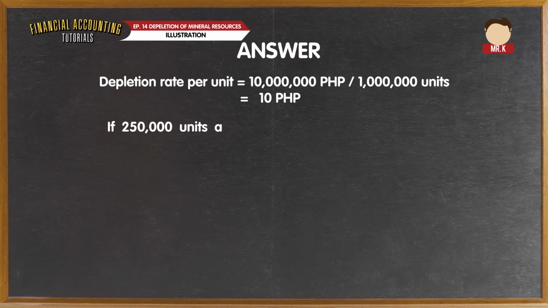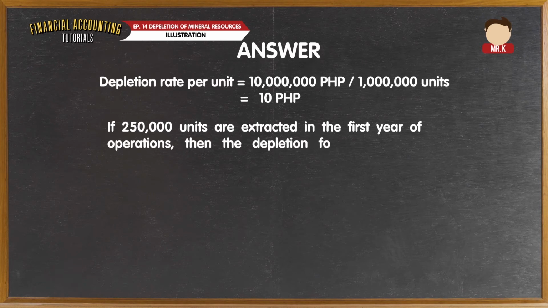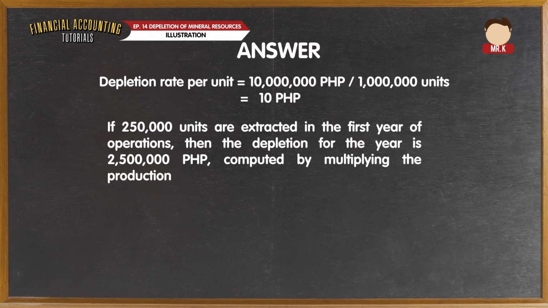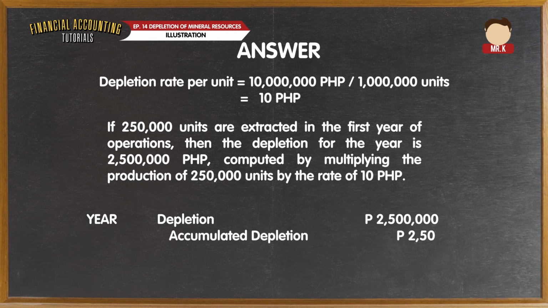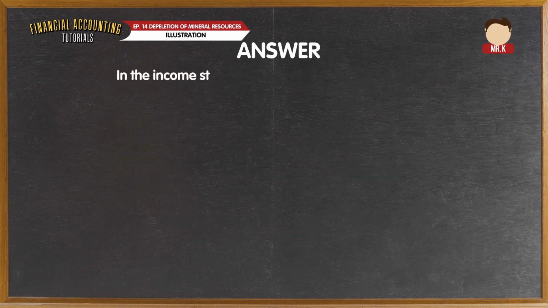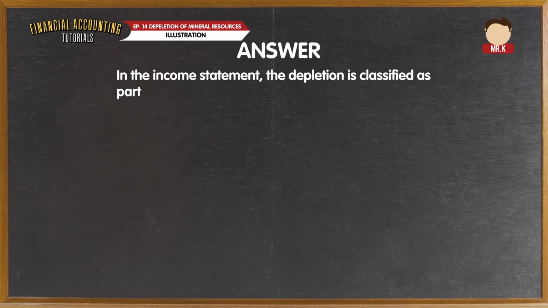If 250,000 units are extracted in the first year of operations, then the depletion for the year is 2,500,000 pesos, computed by multiplying the production of 250,000 units by the rate of 10 pesos. The journal entry is as follows. Debit depletion with the amount of 2,500,000 pesos and credit accumulated depletion with the amount of 2,500,000 pesos. In the income statement, the depletion is classified as part of the cost of production or cost of sales.